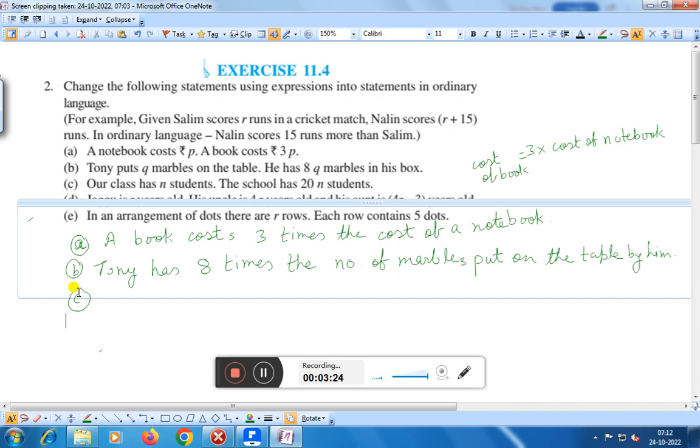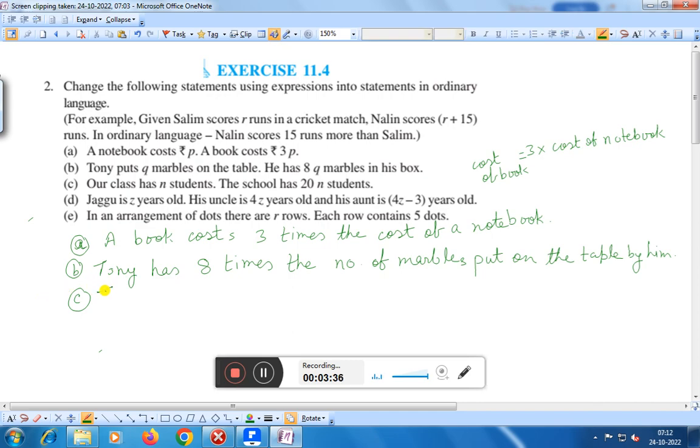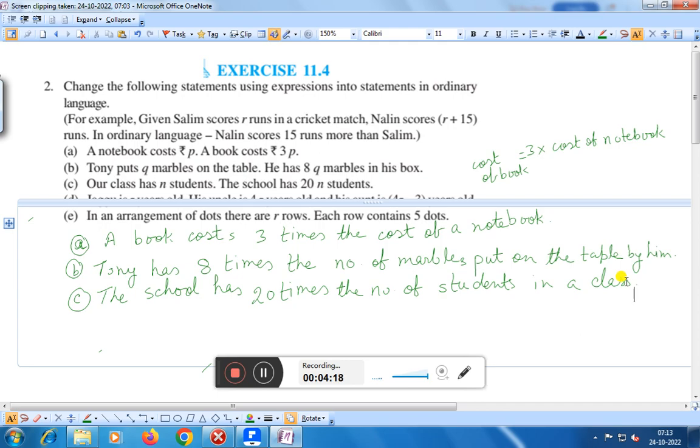Now, C is, our class has n students. The school has 20n students. Therefore, the school has 20 times the number of students in a class, right? The school has 20 times the number of students in a class.